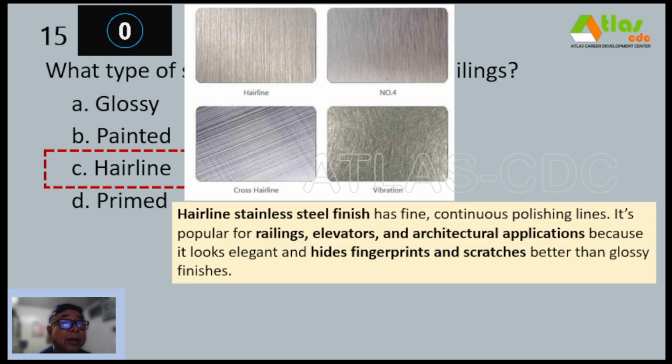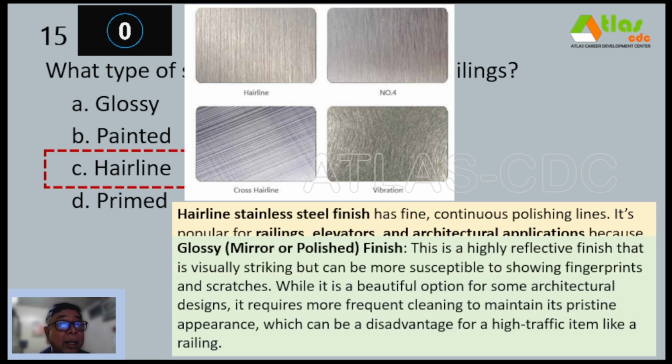So hairline stainless steel finish has fine, continuous polishing lines. It's popular for railings, elevators, and architectural applications because it looks elegant and hides fingerprints and scratches better than glossy finishes. Glossy mirror or polished finish, this is a highly reflective finish that is visually striking but can be more susceptible to showing fingerprints and scratches. While it is a beautiful option for some architectural designs, it requires more frequent cleaning to maintain its pristine appearance, which can be a disadvantage for a high-traffic item like a railing.